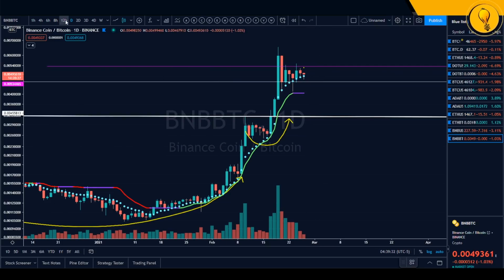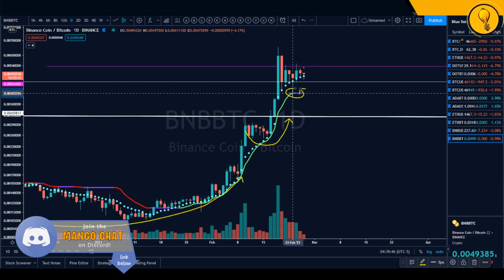What I do not want to see from BNB BTC, if we still have to maintain a bullish posture here, is for price to break below this wick low right here. Okay, now the wick low comes in at 411,000 sats. Just a quick heads up, guys, I'm either rounding up or down here when I'm talking about the sats. So 411,000 sats.